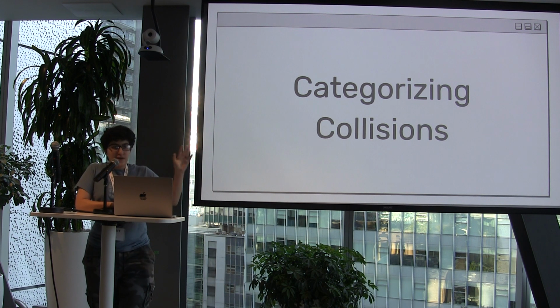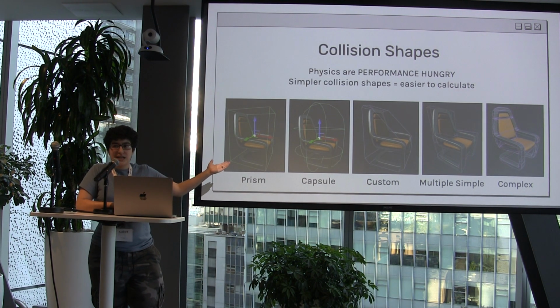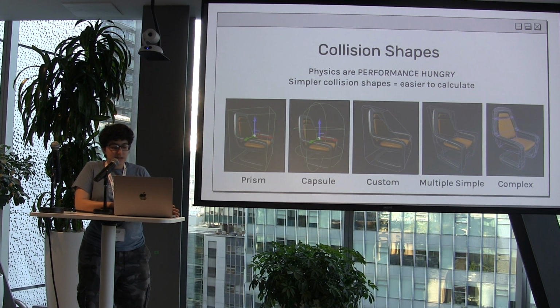So let's categorize collisions to make it a little less janky and a little less visible what we're doing behind the scenes. First of all, just in case people don't know about collisions and collision shapes, I'll go over the basics. Physics in general is a very performance-hungry part of a game. So the simpler you can make your collisions, the easier it will be to calculate. Prisms and capsules are some of the very base forms. You can make custom collisions with your own meshes. You can combine multiple simple shapes together to create a collision. And then you can also have complex collisions based off of the individual vertices of the mesh.